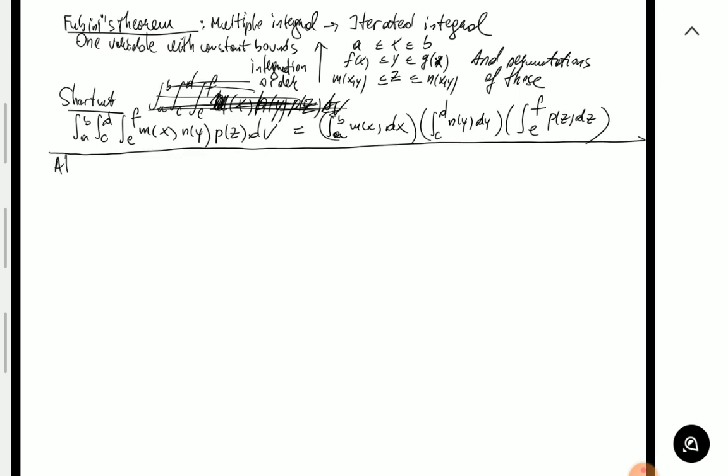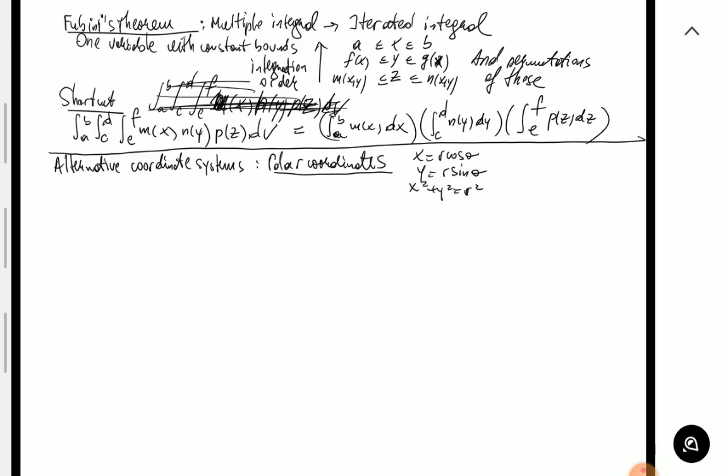Also, don't forget the alternative coordinate systems. Very important if the domains or the function to integrate make it sensible to use these alternative coordinate systems. What are these? Well, we have the polar coordinates, which means x is r cosine theta, y is r sine theta, and don't forget x squared plus y squared is r squared, which is useful. And also don't forget that in this case, in the double integral, dA becomes r dr d theta.